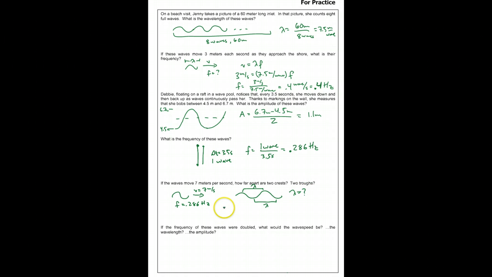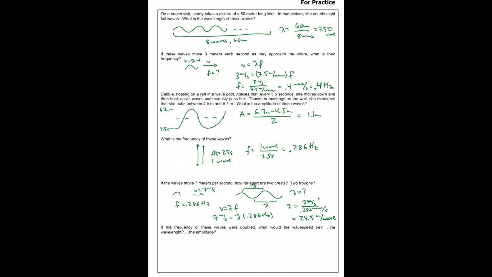And once again, v equals lambda f. V is 7 meters per second. Lambda is unknown, and the frequency is 0.286 hertz. So lambda equals 7 meters per second divided by 0.286 waves per second, which will give us a wavelength of 24.5 meters per wave. You can check that unit cancellation, make sure it works out.